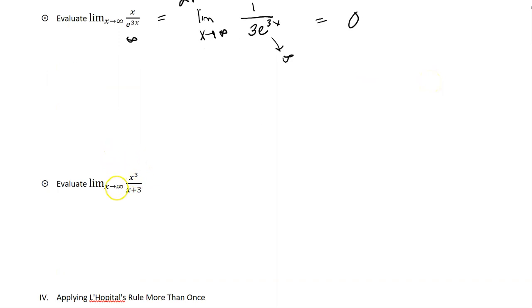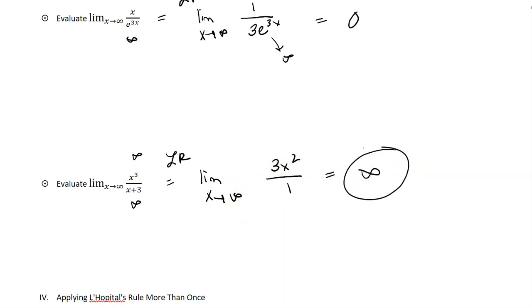With this one, we'd have infinity cubed over infinity plus 3. So using L'Hopital's rule, we would have 3x squared over 1. And as x approaches infinity, now this is going to approach positive infinity. So that would be the answer there.